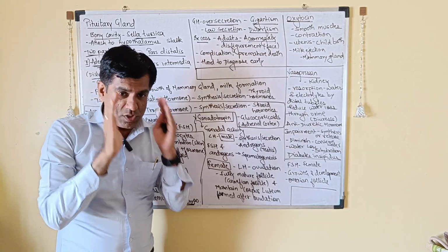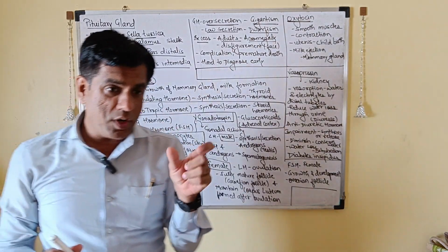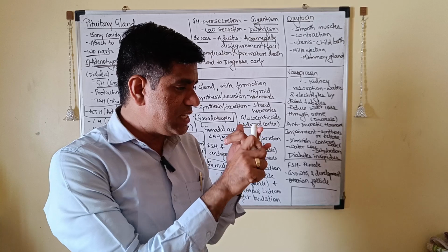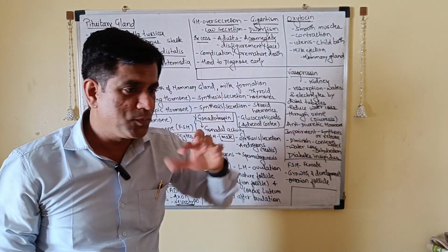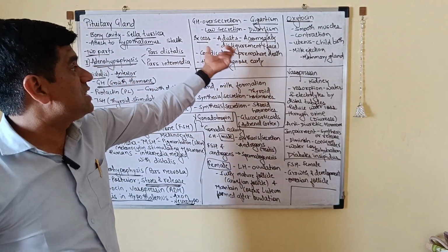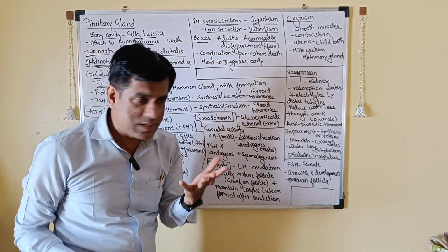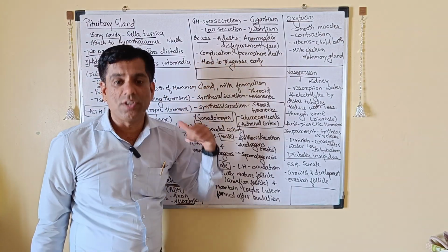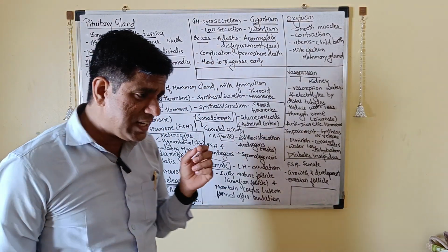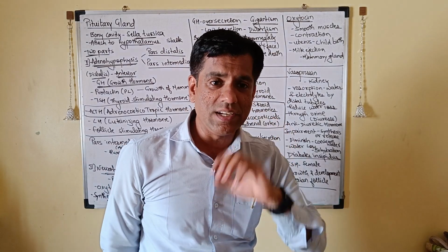So here you have to remember those diseases. If it is secreted more in children, gigantism; less in children, dwarfism; more in adults, it is acromegaly. So you'll find that it will result in disfigurement, especially of your face. It leads to various complications. It may even lead to premature death. The problem with this is that you don't diagnose it early.